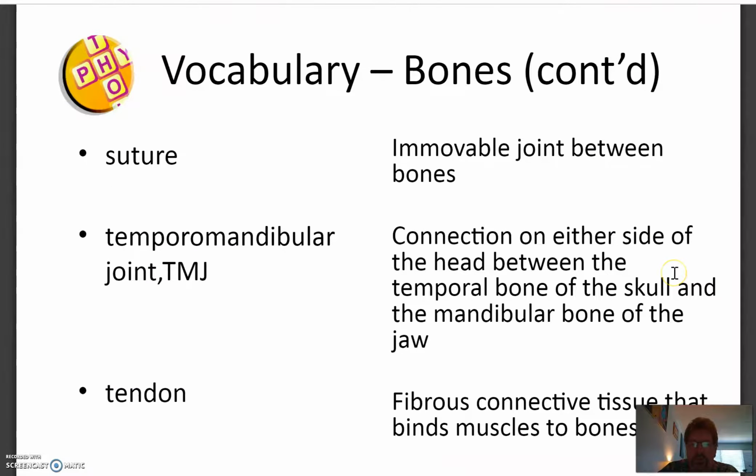Suture is a movable joint between bones. It's also stitches when you get sewed up. There are several of them in the skull. TMJ, the temporomandibular joint, is a jaw joint. Tendon connects muscle to bone.